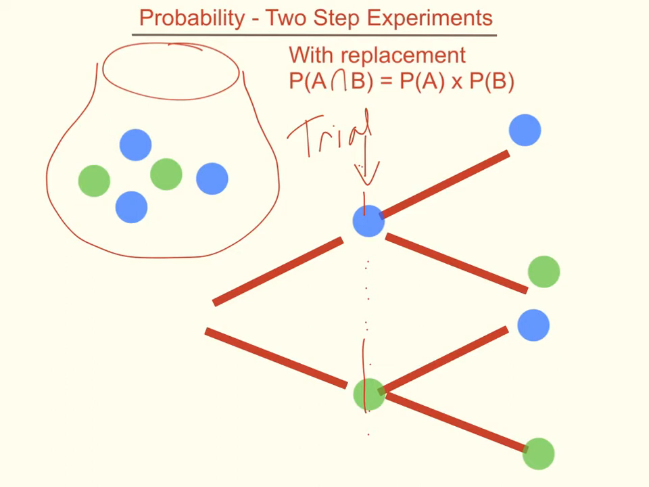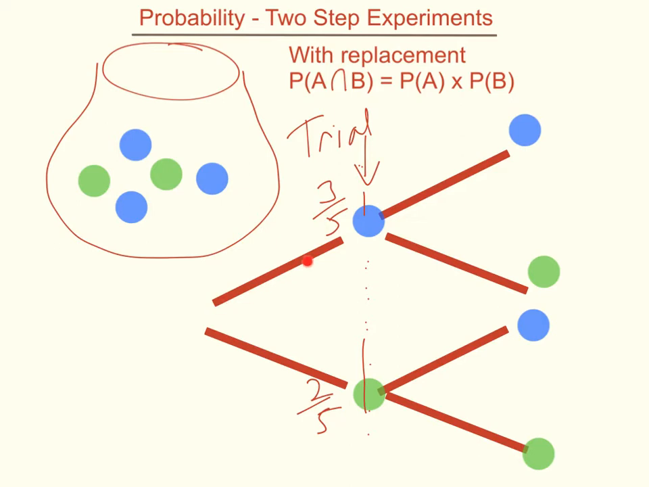So what you do is you look at the first trial. There are 5 beads. The chance of getting a blue is 3 out of 5. So I'm going to write that there. The chance of getting a green is 2 out of 5. 2 greens, 5 beads. Notice that 3/5 and 2/5 adds up to 1, 5/5.